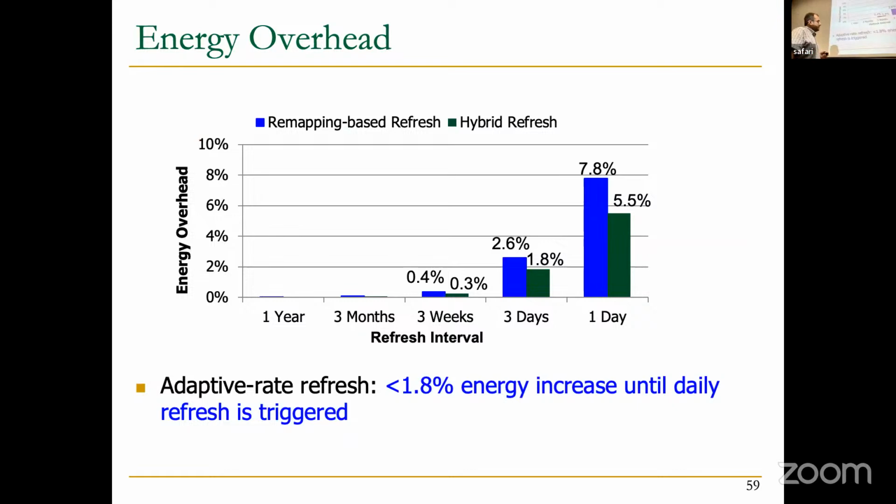And this is the overhead analysis, basically of the refresh and hybrid refresh. So this is energy overhead. You can see that if we do this refreshing less frequently than once every day, your energy overhead is less than 1.8%. And most of the time, refreshing once a week is enough based on our analysis. You can see that the relative overhead is quite low when you do this refresh.